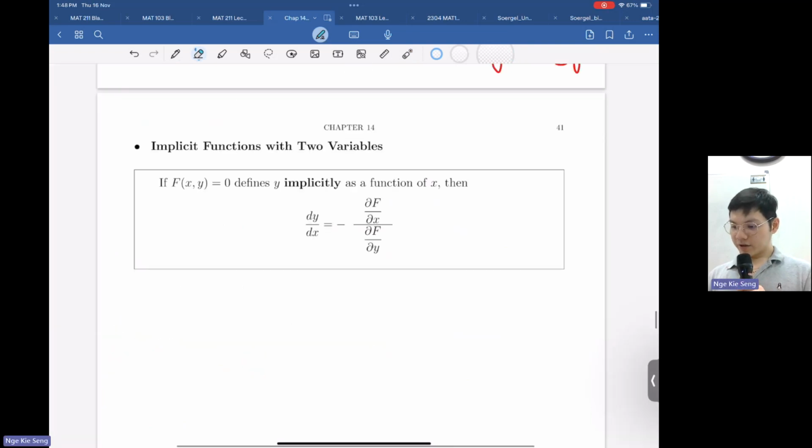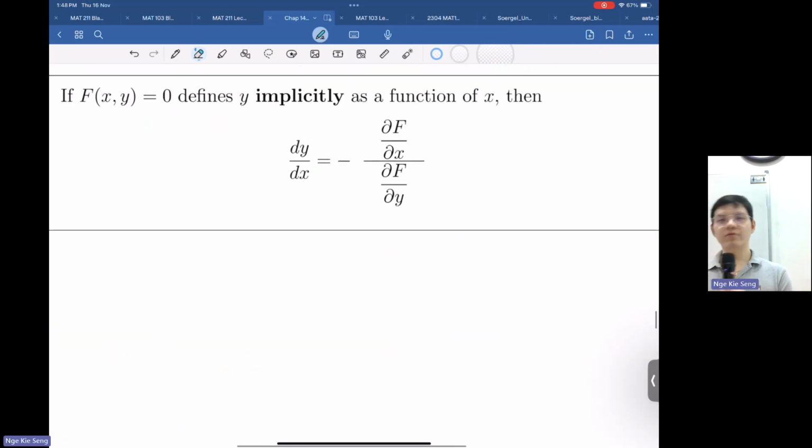So if we have this case here, then how do you find dy dx? Because this is a level curve, you can find the gradient. So how do we find dy dx? What the formula suggests here is you just do partial derivative of f with respect to x, and then do partial derivative with respect to y, and then divide them up. And then there's a negative sign here.